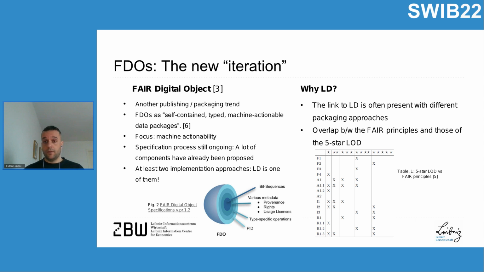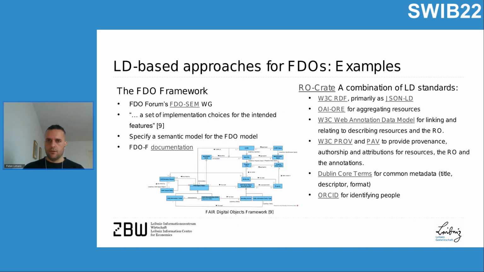But what's important for this context of SWIB and libraries is that there are at least two implementation approaches so far, and one is linked data based. And why is it so? Because linked data have been adopted when implementing other similar aggregation models, if you can call them like that. And specifically with FAIR digital objects, there's an overlap between the FAIR principles and those of the 5-star LOD schema. As you can see in the table, we don't have a perfect match between all the FAIR principles, which are on the left-hand side, and the 5-star schema, which are across, but still that's definitely a good starting point.